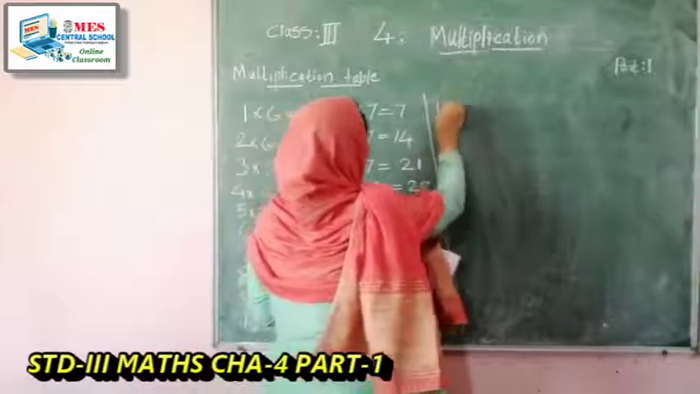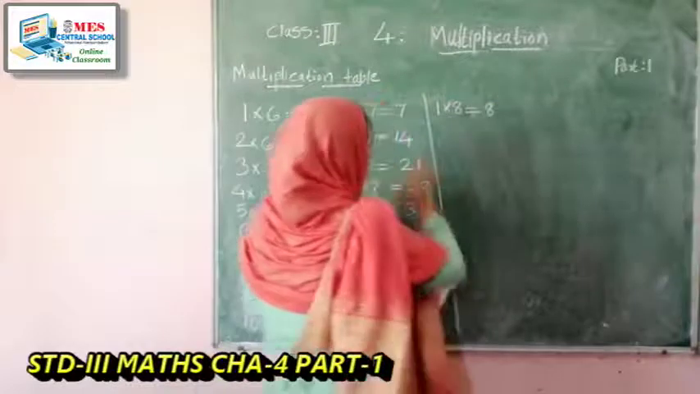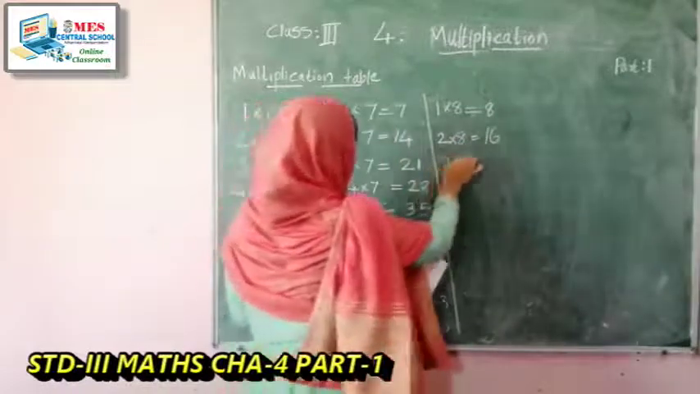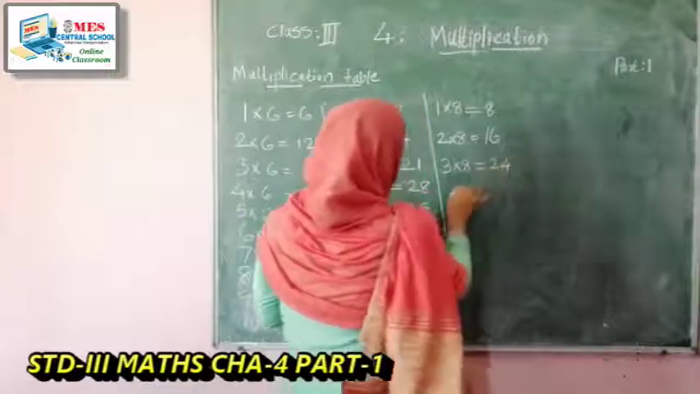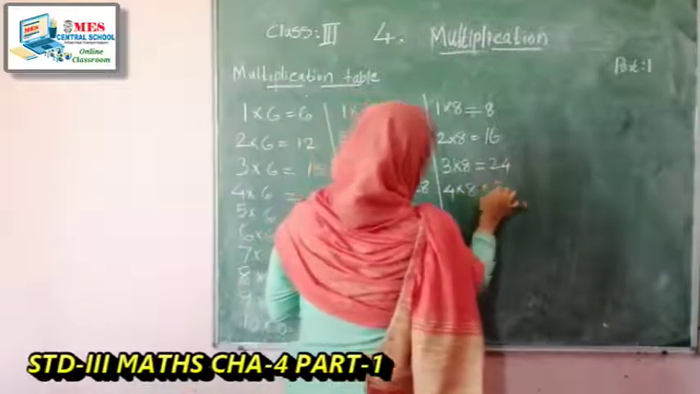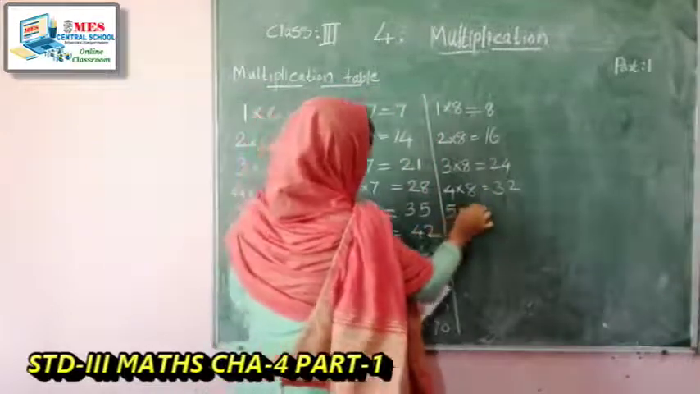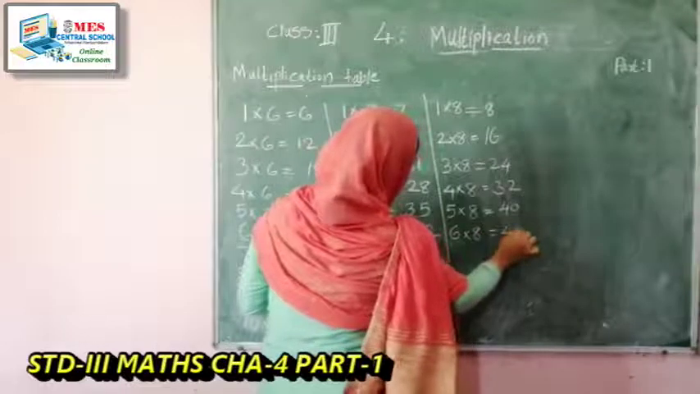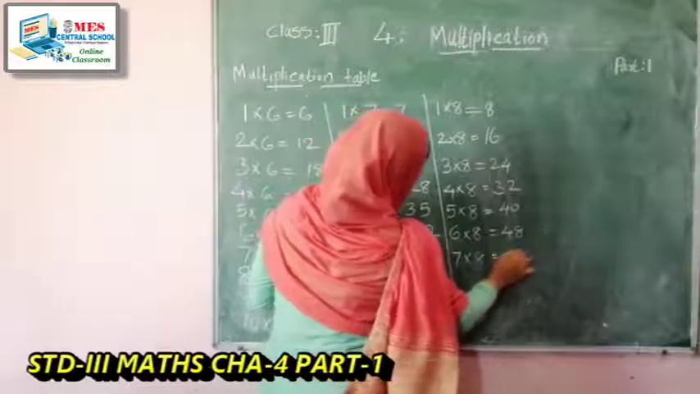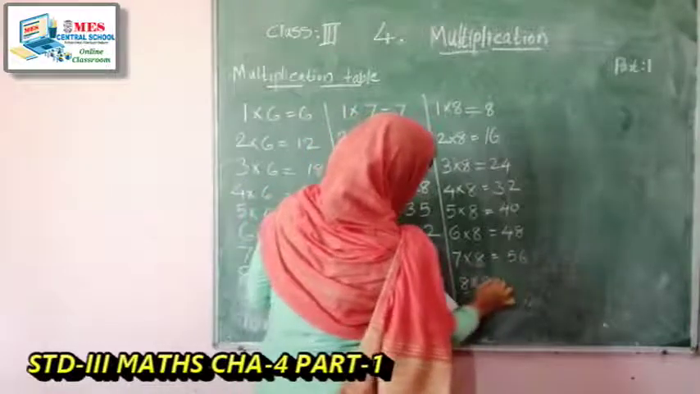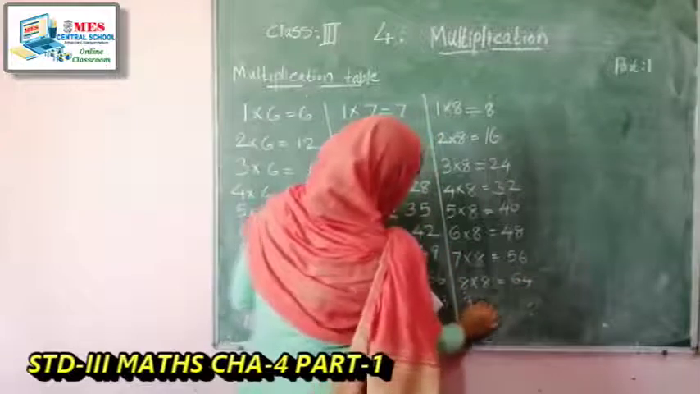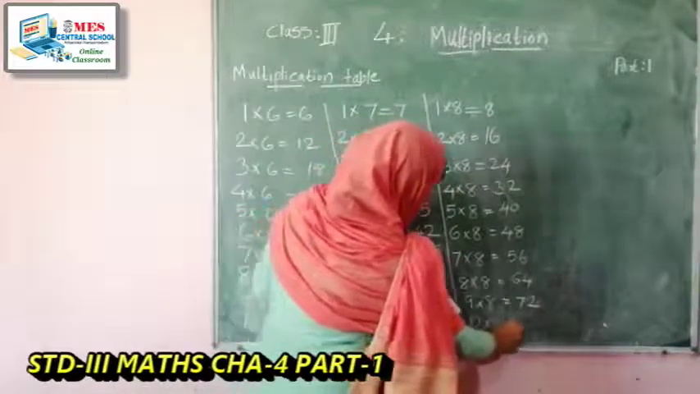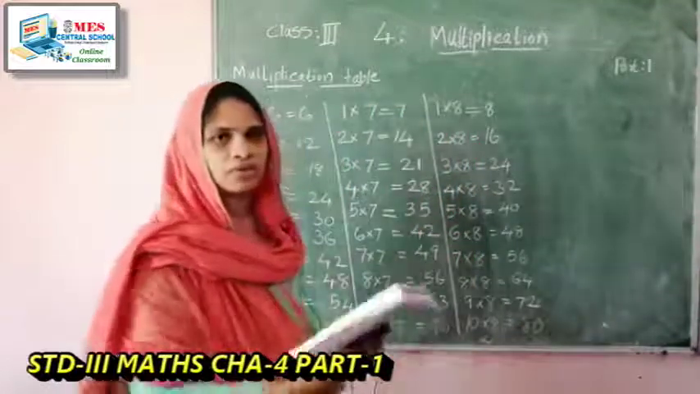That is 1 into 8. 1 into 8 is 8. 2 into 8 is 16, 8 plus 8 is 16. 3 8 24. 4 8 32. 5 8 40. 6 8 48. 7 8 56. 8 8 64. 9 8 72. 10 8 80. See, table of 8.